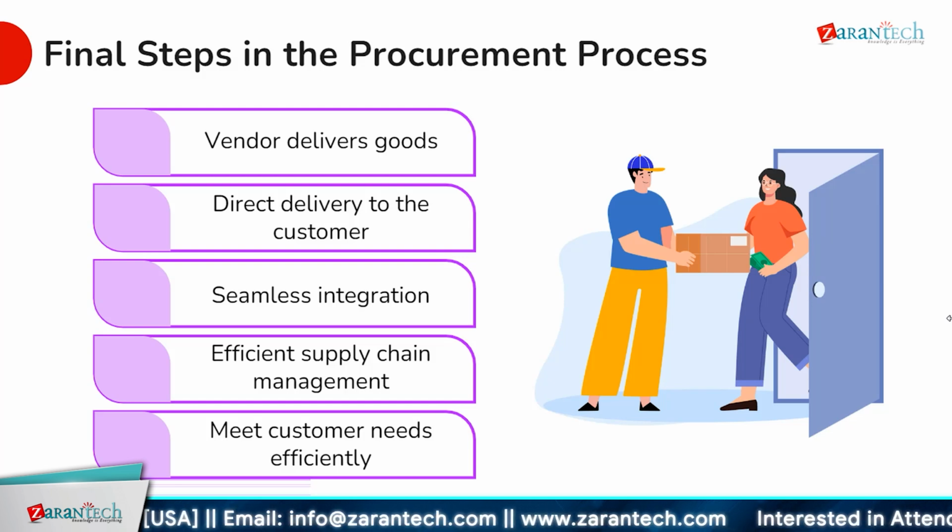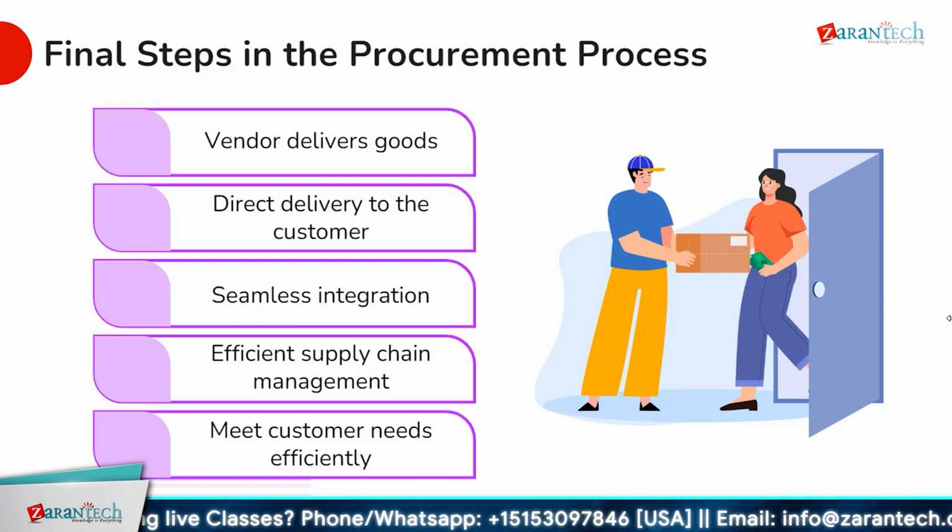The procurement process in SAP MM is tightly integrated with other modules such as production planning and inventory management, which enables efficient supply chain management. This integration allows organizations to align their procurement activities with production schedules and customer demand. SAP MM helps organizations meet their customer needs efficiently by ensuring the timely availability of materials and the streamlining of the procurement process.